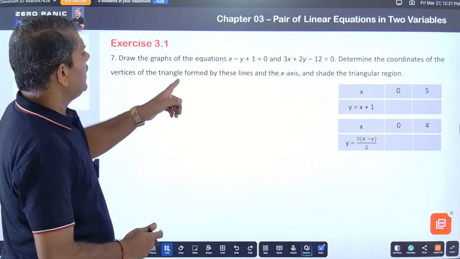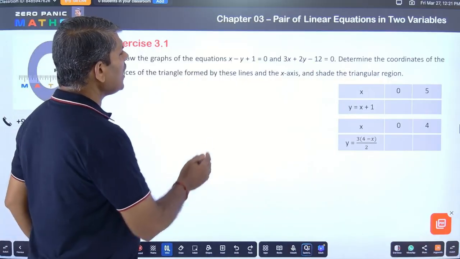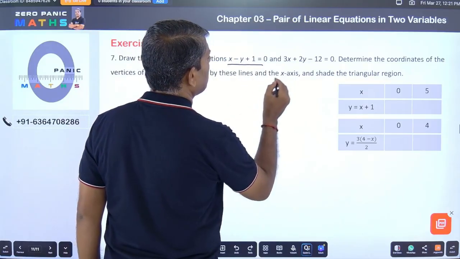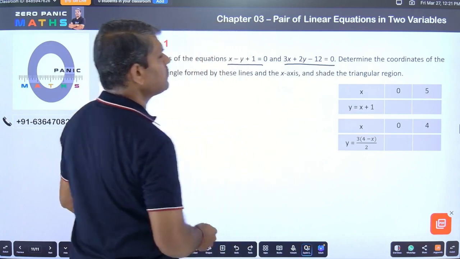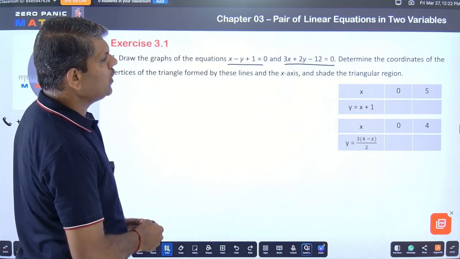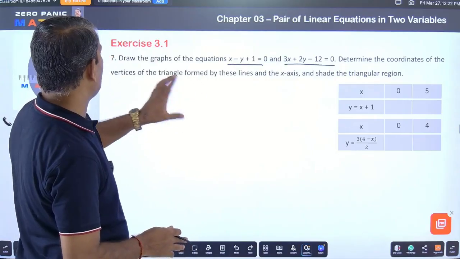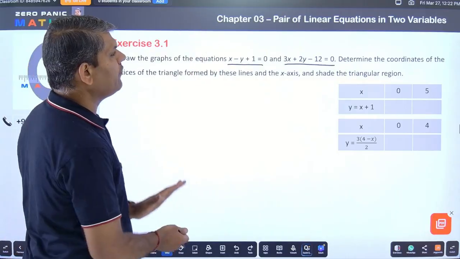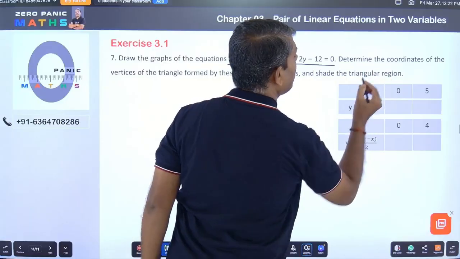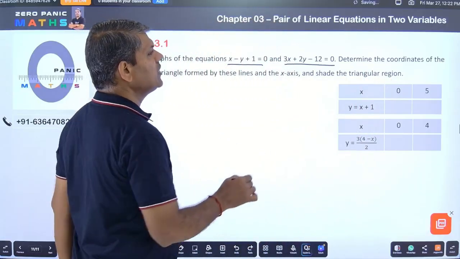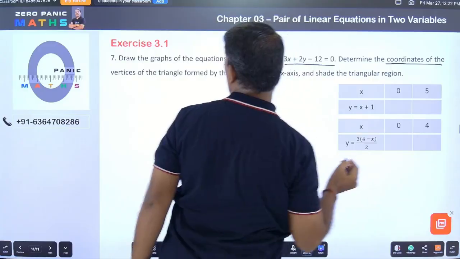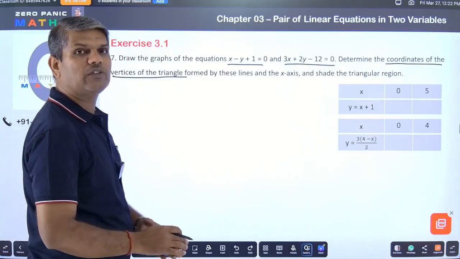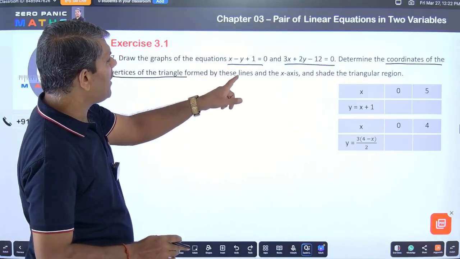Okay, here in this question, the two equations are directly given. X minus y plus 1 is equal to 0 and 3x plus 2y minus 12 is equal to 0. We need to plot the graph for this. Draw the graph of the equations directly. They are asking us to draw the graph first and determine the coordinates. This is important here. Determine the coordinates of what? Coordinates of vertices of the triangle formed by these lines.